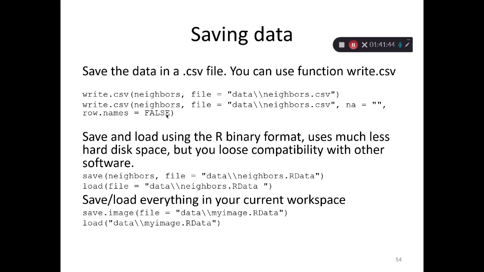This also uses a few options, like NA equal to an empty string, which means that the missing values are not saved with the string NA, but with nothing, which is more convenient sometimes. You just leave an empty cell. And then row.names equal to FALSE means that there are no added variables for marking the different rows in the data frame.